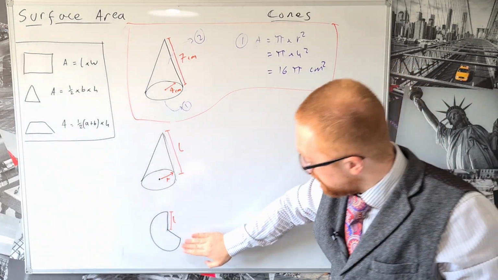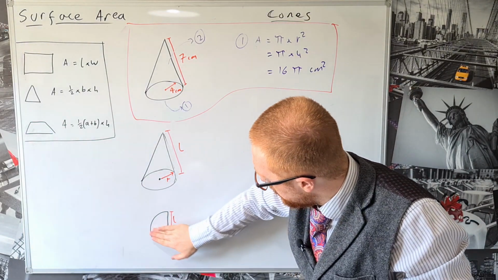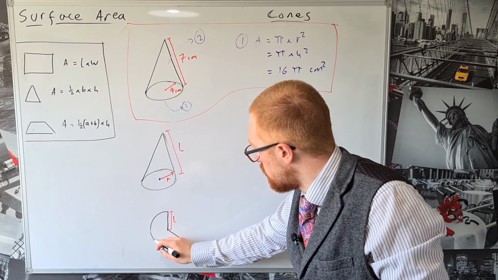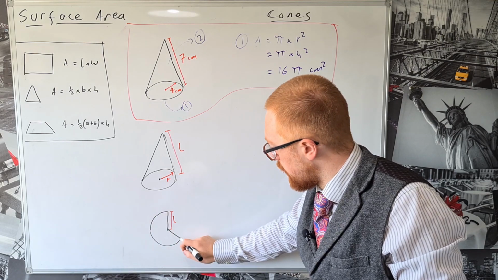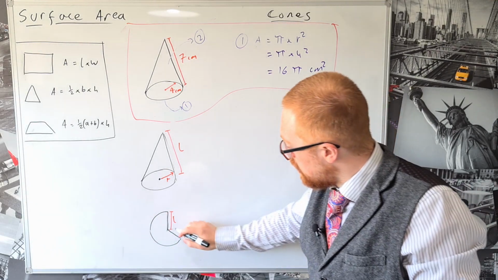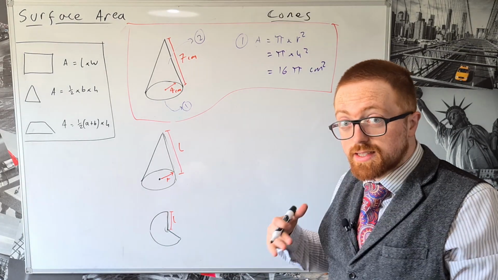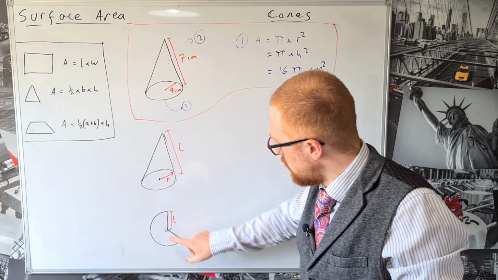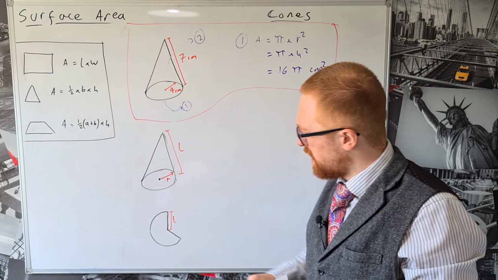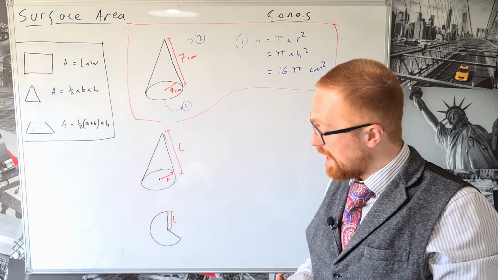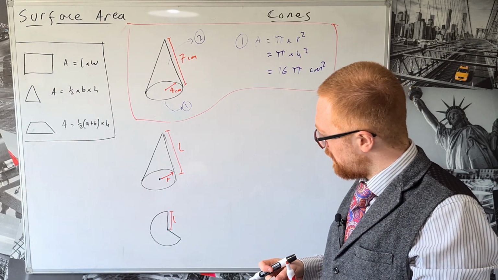Okay, so to find the area of a circular sector, we need to know the radius of the circle, which we've got. We also need to find what fraction of the full circle we have. Now, ordinarily, we might want to find the angle and then do that over 360, and that will give us the fraction of the circle we've got. But we can do something slightly more clever here, which feels a bit more magical.